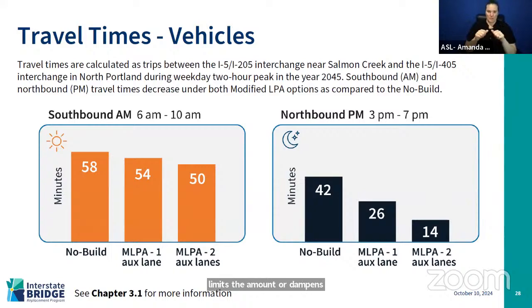The northbound travel time during the PM peak period is going to be reduced from 42 minutes in the no build to about 26 minutes with the modified LPA with one auxiliary lane, or down to 14 minutes with the modified LPA with two auxiliary lanes. So this is a 40 to 67% reduction in that travel time for the northbound PM peak. Next slide.